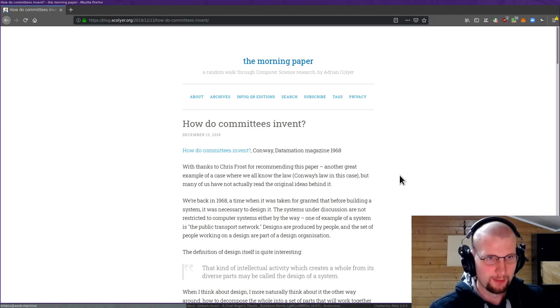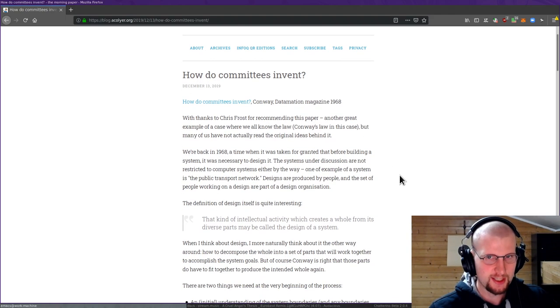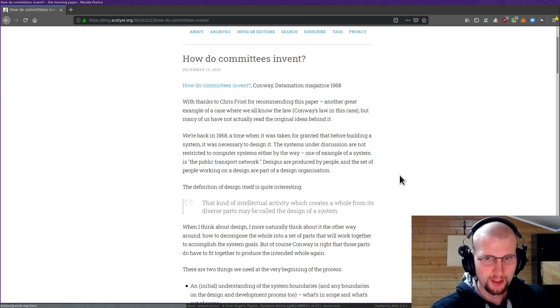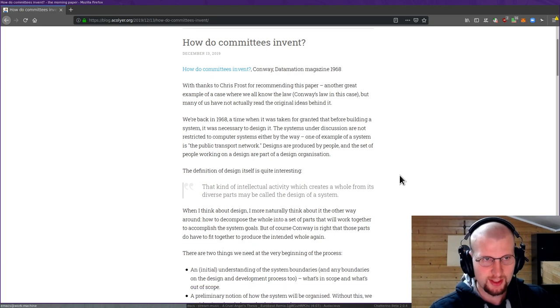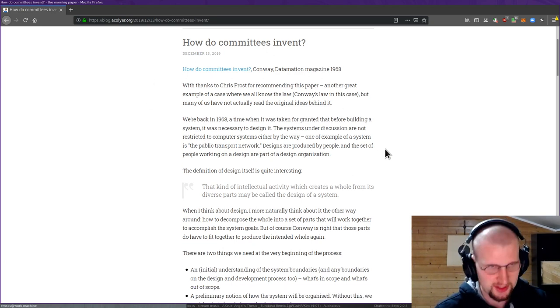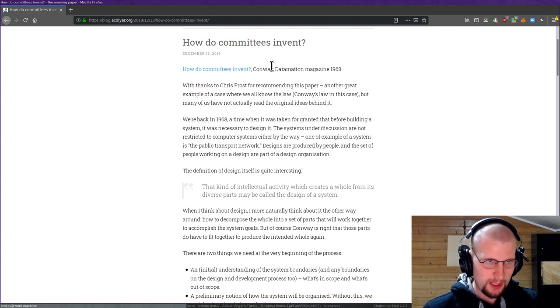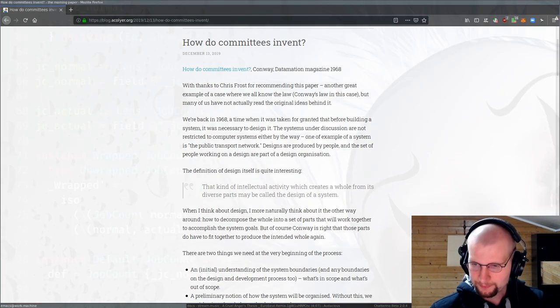And there you have it, the morning paper. This is a website, and the guy is basically committing himself to reading a paper every day. He's not, like, always doing that, but close enough. And this is the one that was on the top and also the most interesting, I think. So this paper tries to answer, how do committees invent?